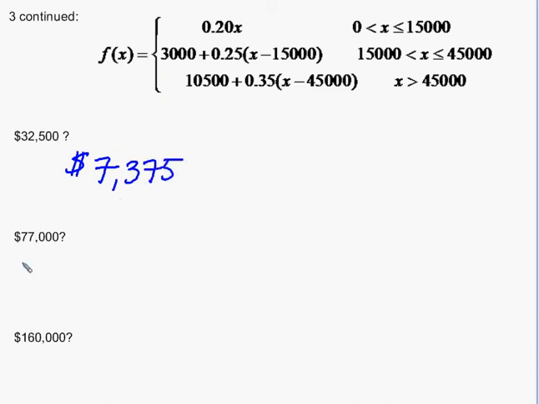7,375. Now for 77,000, it's going to be plugged into this last one because it is greater than 45,000, and by doing so, we should get 21,700. And then our last one, if we made $160,000, once again, it's greater than 45,000, so we'd plug it into this bottom one, and we'd be getting taxed 50,750. And that's it for the piecewise functions for the applications.